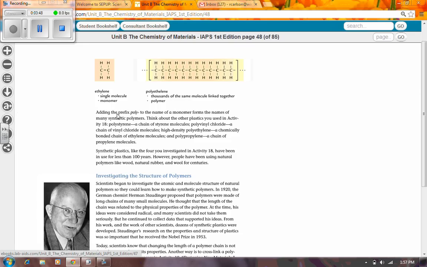Continuing on reading. Adding the prefix poly to the name of a monomer forms the name of many synthetic polymers. Think about the other plastics you used in Activity 18. Polystyrene, a chain of styrene molecules. Polyvinyl chloride is a chain of vinyl chloride molecules, high density polyethylene, a chemically bonded chain of ethylene molecules, and polypropylene, a chain of propylene molecules. I'm probably really messing up these words, so I really apologize.